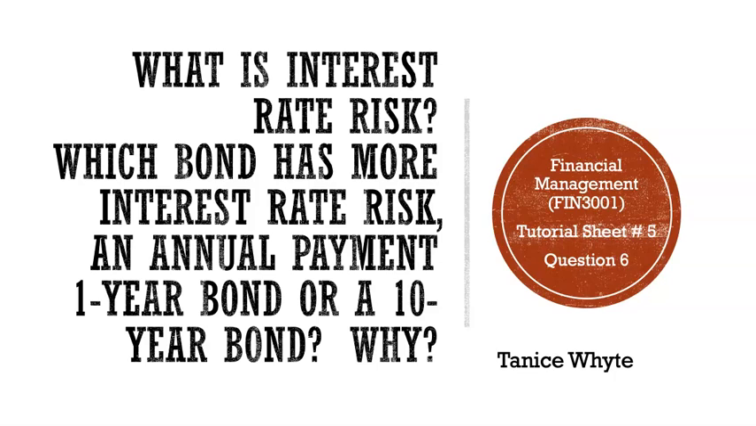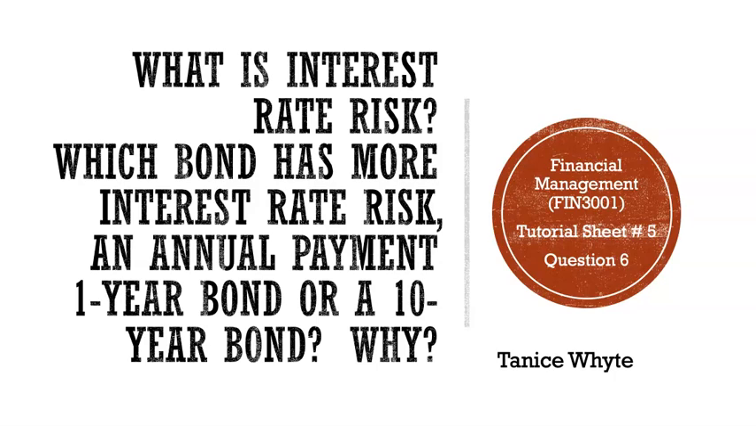Question 6 says, what is interest rate risk? Based on my understanding, interest rate risk is basically the probability of a decline in the value of a bond resulting from unexpected fluctuation in interest rate. So basically we are saying that if the interest rate increases, then the bond value will decrease, and if the interest rate decreases, then the bond value will increase.